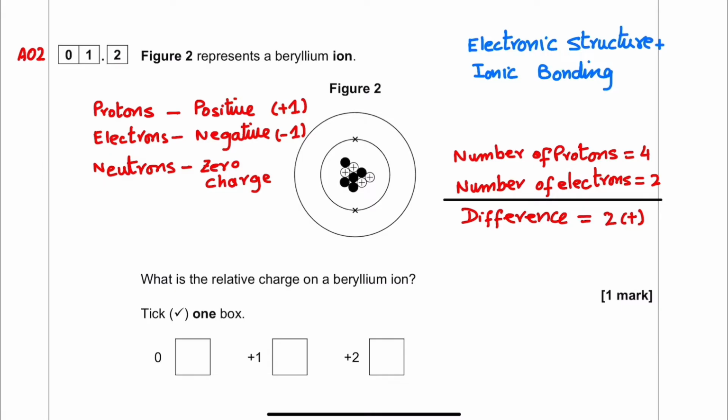What is the relative charge on the beryllium ion? We can see that the number of protons is 4, the number of electrons is 2, and the difference is coming here. 2 protons are extra in the nucleus, as each proton is carrying positive charge. Therefore, the charge on the beryllium ion is +2.